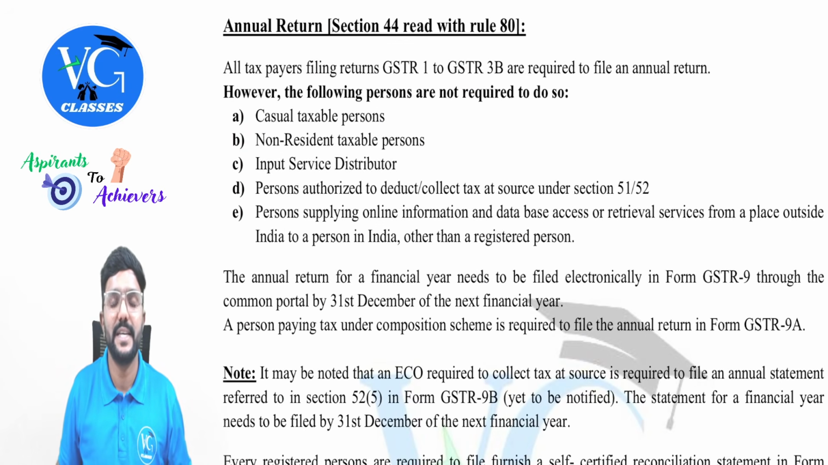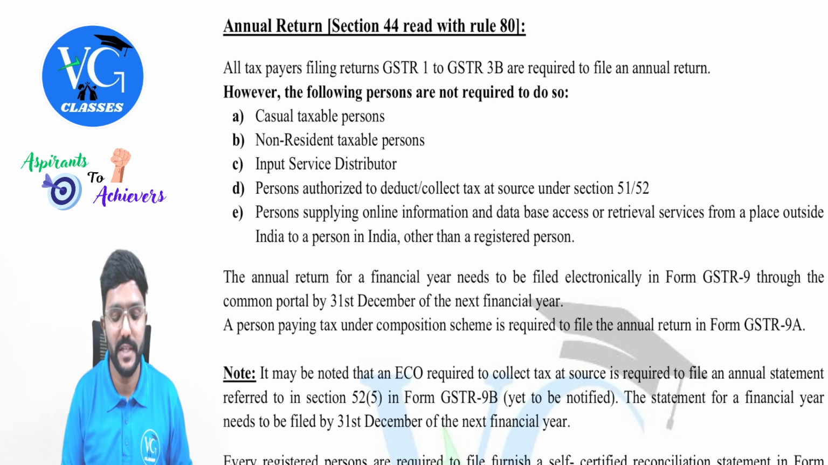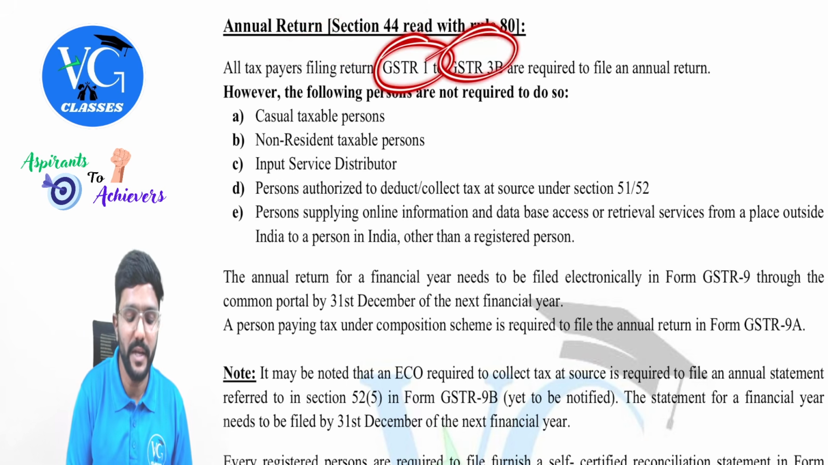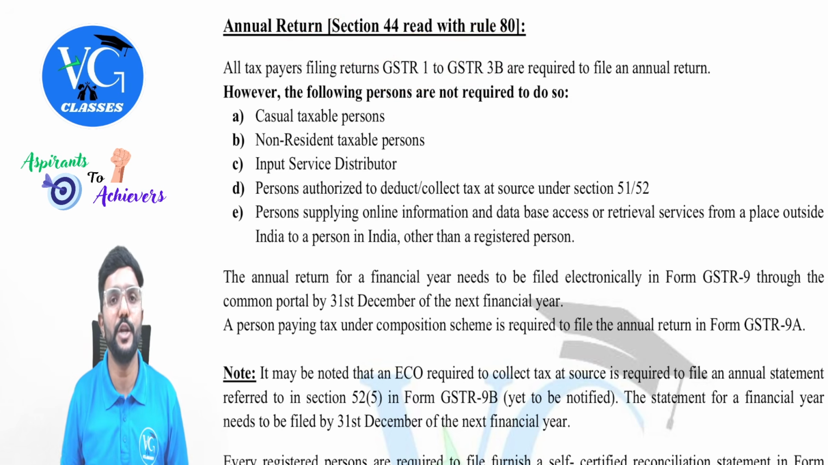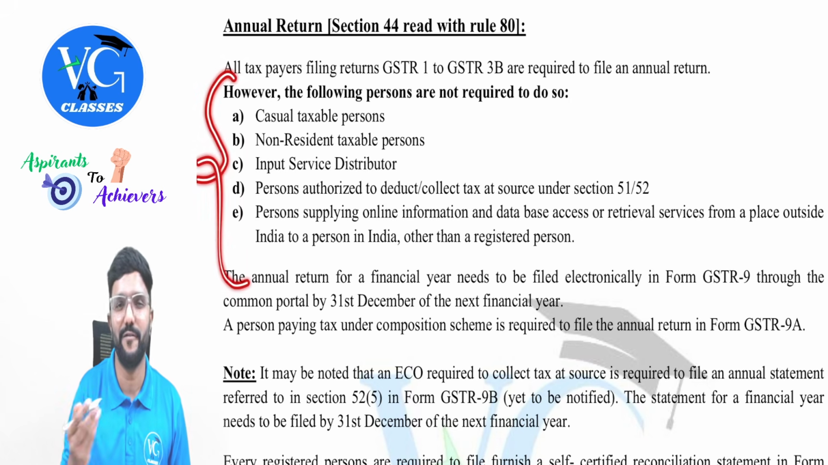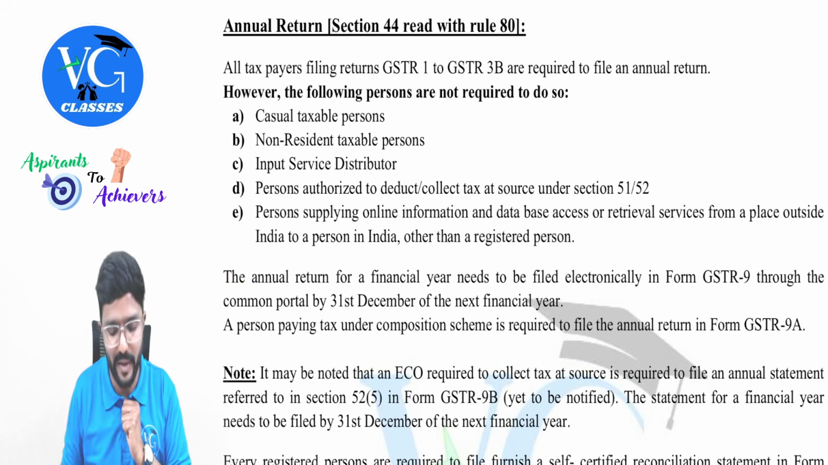Then the next amendment is with respect to annual return, which is covered in section 44. So the registered suppliers, whoever is filing GSTR 1 and 3B, are supposed to file even the annual return GSTR 9 on or before 31st December of the next financial year. But the following people need not file it because there are some special category people.